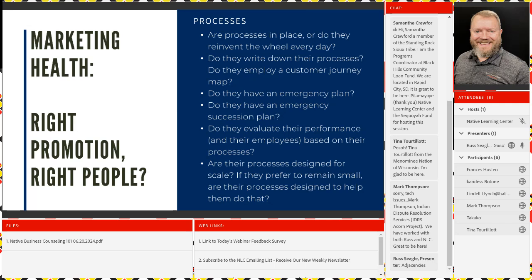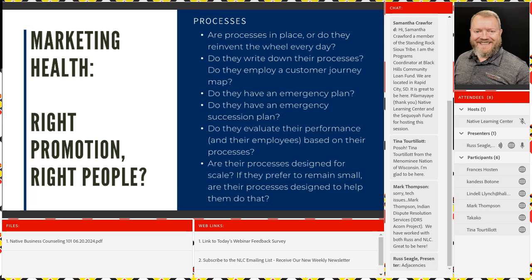Now, do they have processes, or are they just reinventing the wheel? Are they evaluating their performance and the employee performance? Are they ready to grow, or do they want to stay small? If I have an ice cream shop and I've got 2 teenage employees working with me, they're there every afternoon after school and things are going great. I may not want to pursue world domination. I may just want to work in my ice cream shop. And that's a conscious decision.